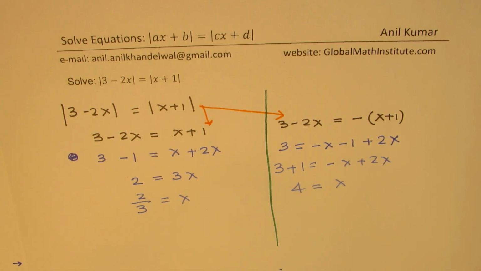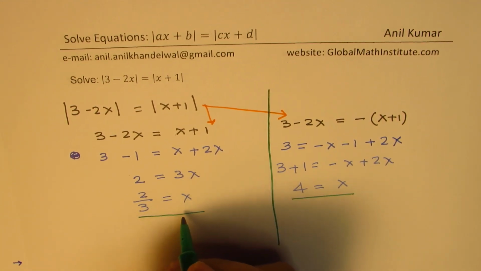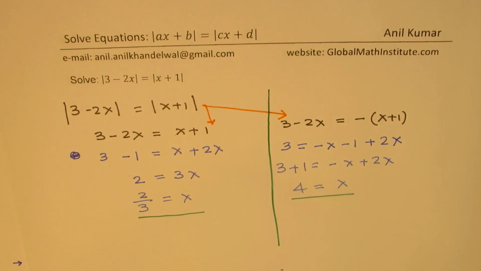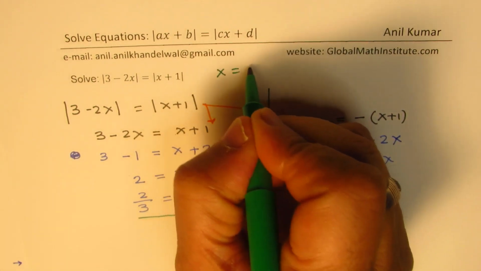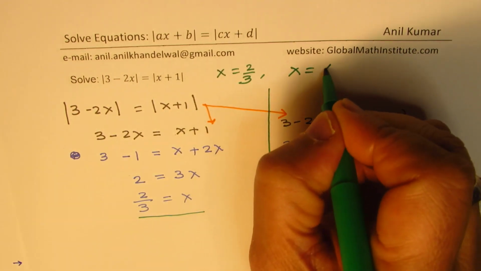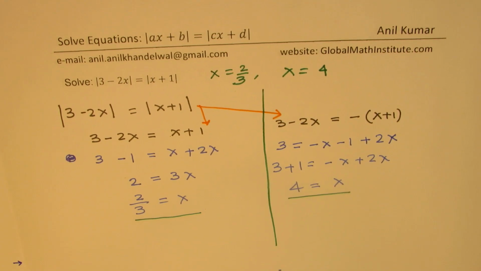Now what you could do here is check these solutions, whether they do make sense or not. Perfect. So you can do that part on your own. Both should work for you. Correct? So we have two solutions here, and the solutions are x is equal to 2 over 3 or x is equal to 4. Right? So that is how we could solve it.